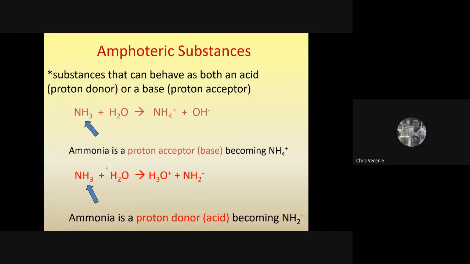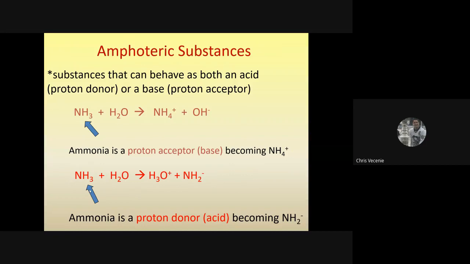Notice, same reactants, NH3 and H2O, but this time we made different products. We made H3O+ and NH2-. So if I look here, NH3 is partnered with NH2-. How does it go from NH3 to NH2-? It loses an H. In this setup, it would be a proton donor. So notice NH3 plus H2O, NH3 plus H2O. In one instance, it's gaining an H. It's a base. In one instance, it's losing an H. It's an acid. That is known as being amphoteric or amphoterism.